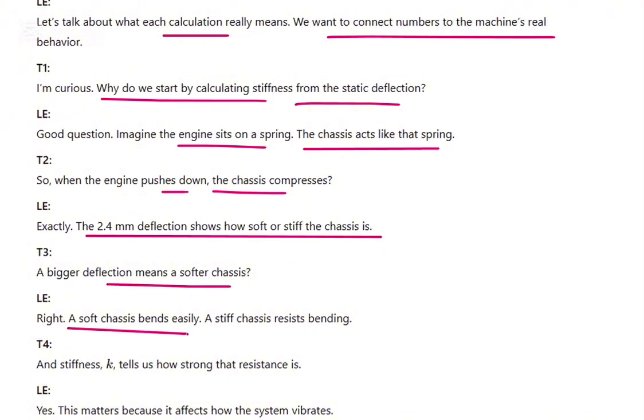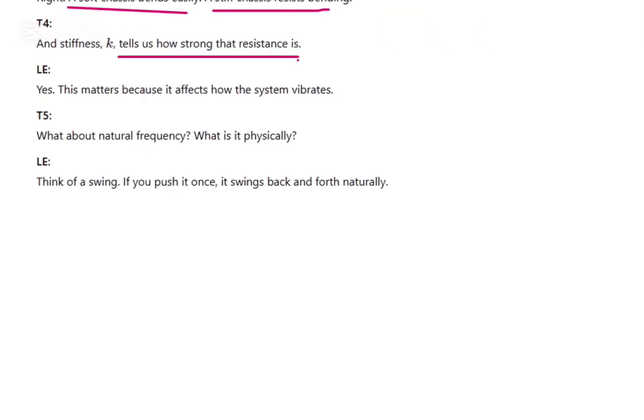A softer chassis bends easily. A stiff chassis resists bending. Stiffness tells us how strong the resistance is. This matters because it affects how the system vibrates. What about natural frequency? What is it basically? Think of a swing. If you push it once, it swings back and forth naturally.